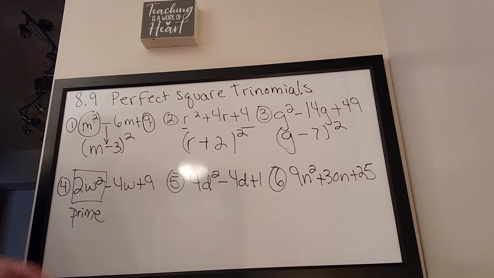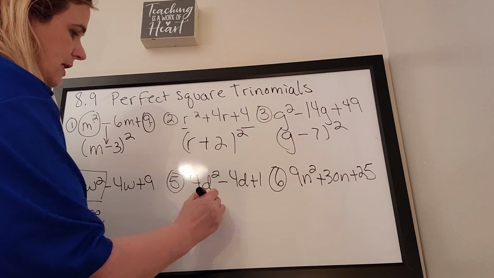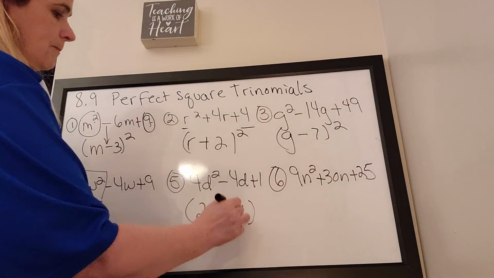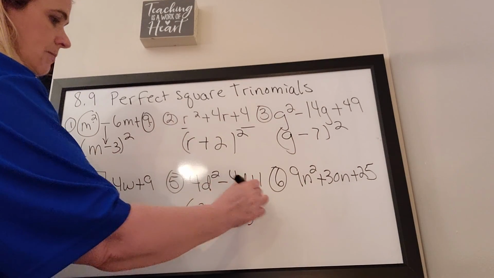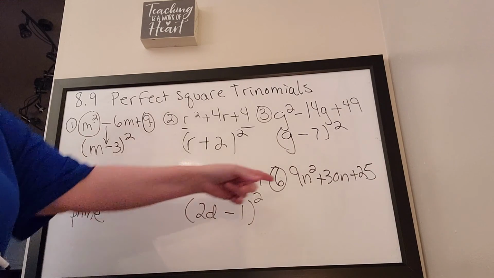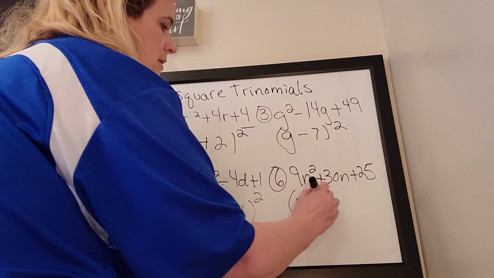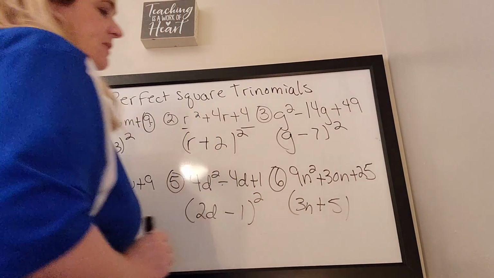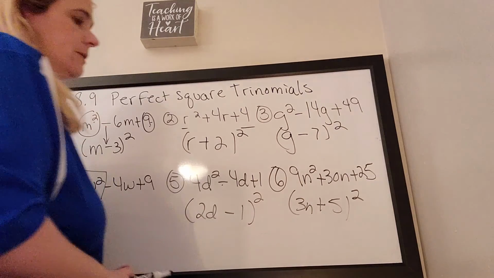Let's move on to this one. Perfect square, perfect square. So 2d and 1. 2d times 1 is 2d times 2 is 4d. So that works. Remember subtraction if it's subtraction there. Both perfect squares. 3n times 5 is 15n times 2 is 30n. So that works.